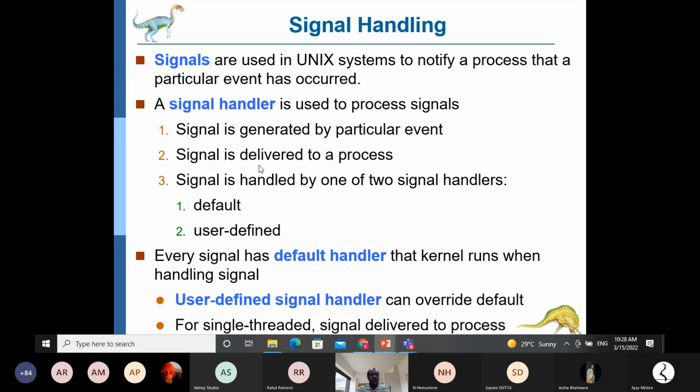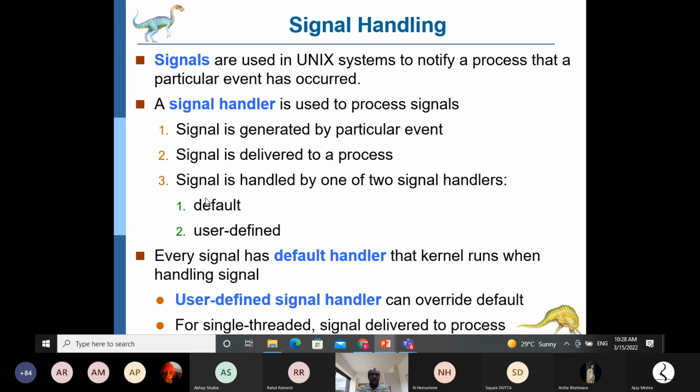Otherwise, if it is not there, then the operating system will handle that. Sometimes some of the operating systems will just ignore the signals and continue, and some of them will take appropriate action. They will run the corresponding service routine, and with that, either the process will be terminated, or skipped, or the control will be moved to some other place.